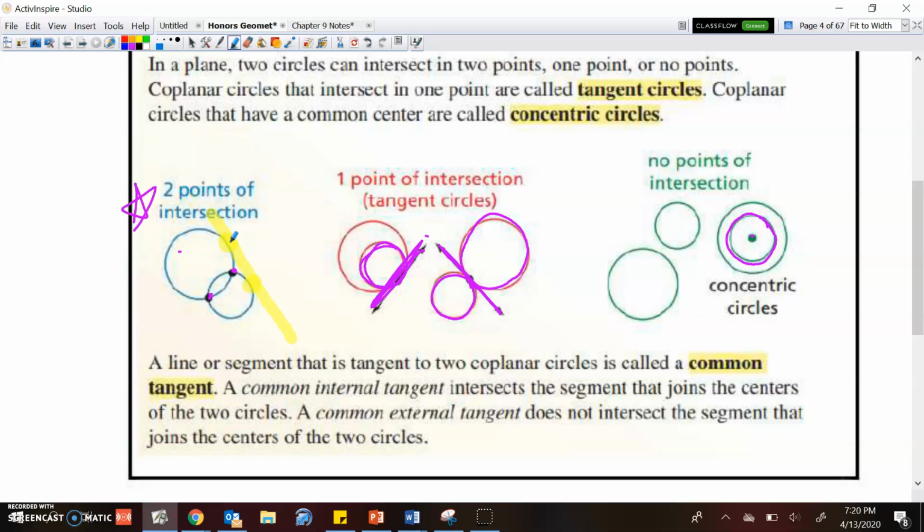A common internal tangent intersects the segment joining the centers of the circles. So this is a common internal tangent. If I look at this one, I could say this is a common internal tangent. It intersects inside and inside. Internal tangent. Okay, a common external tangent is a tangent, that's what this one is, let's highlight a different letter. Common external tangent does not intersect the segment that joins the centers. So this one that I drew first is an external tangent. This would be an external tangent. These would be external tangents.